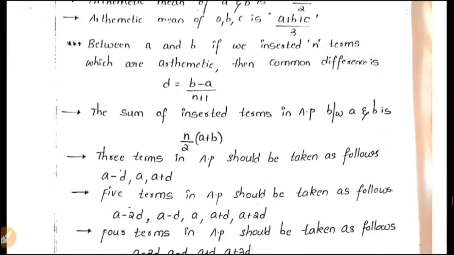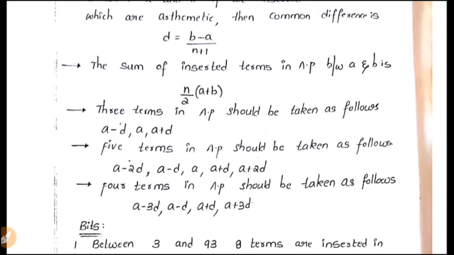The sum of the inserted terms in AP between A and B, that sum is n by 2 into (A plus B). Next, most important, if 3 terms are there in AP, how do you take them? They should be taken as A minus D, A, A plus D. If you add these, D is cancelled, so you will get the answer.